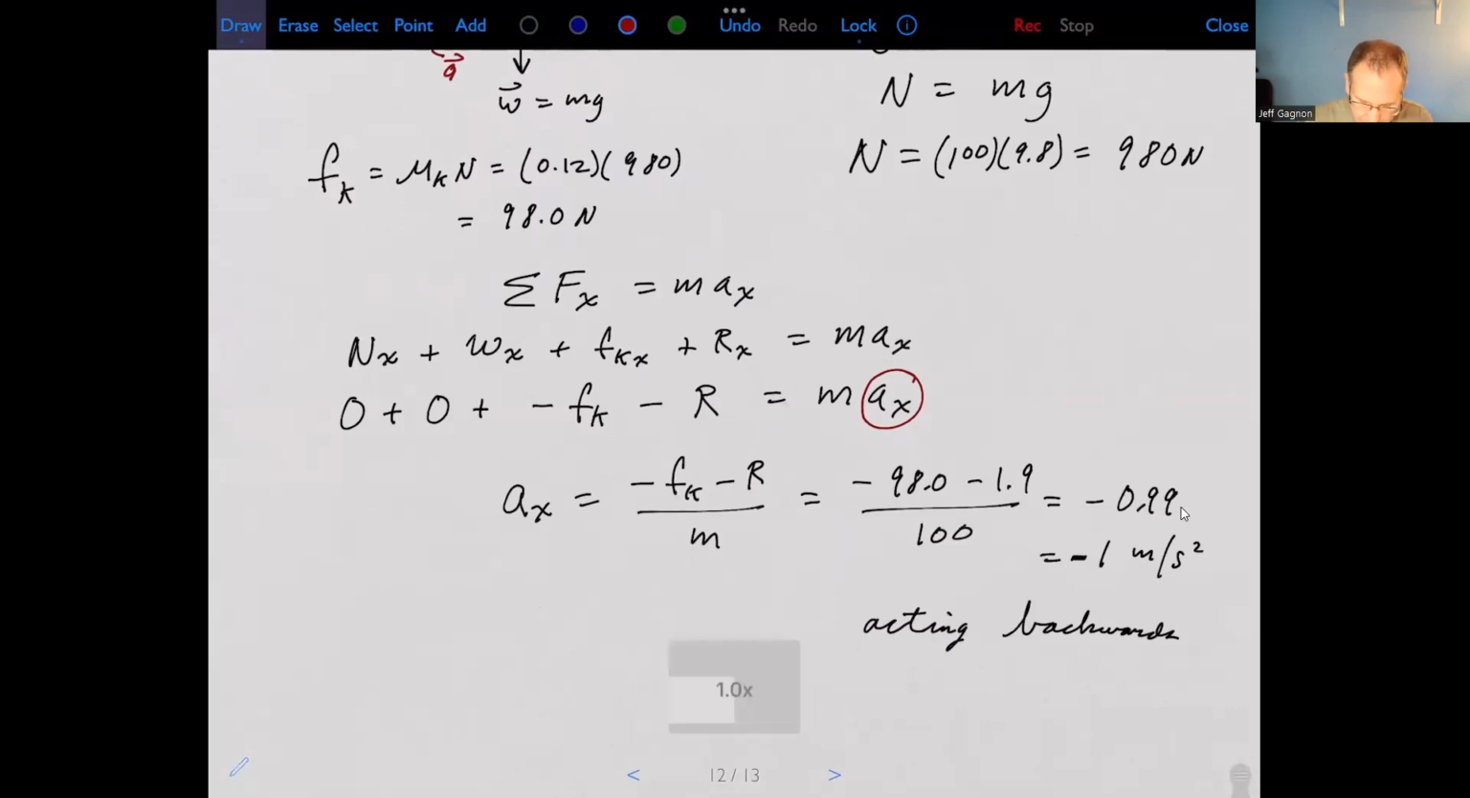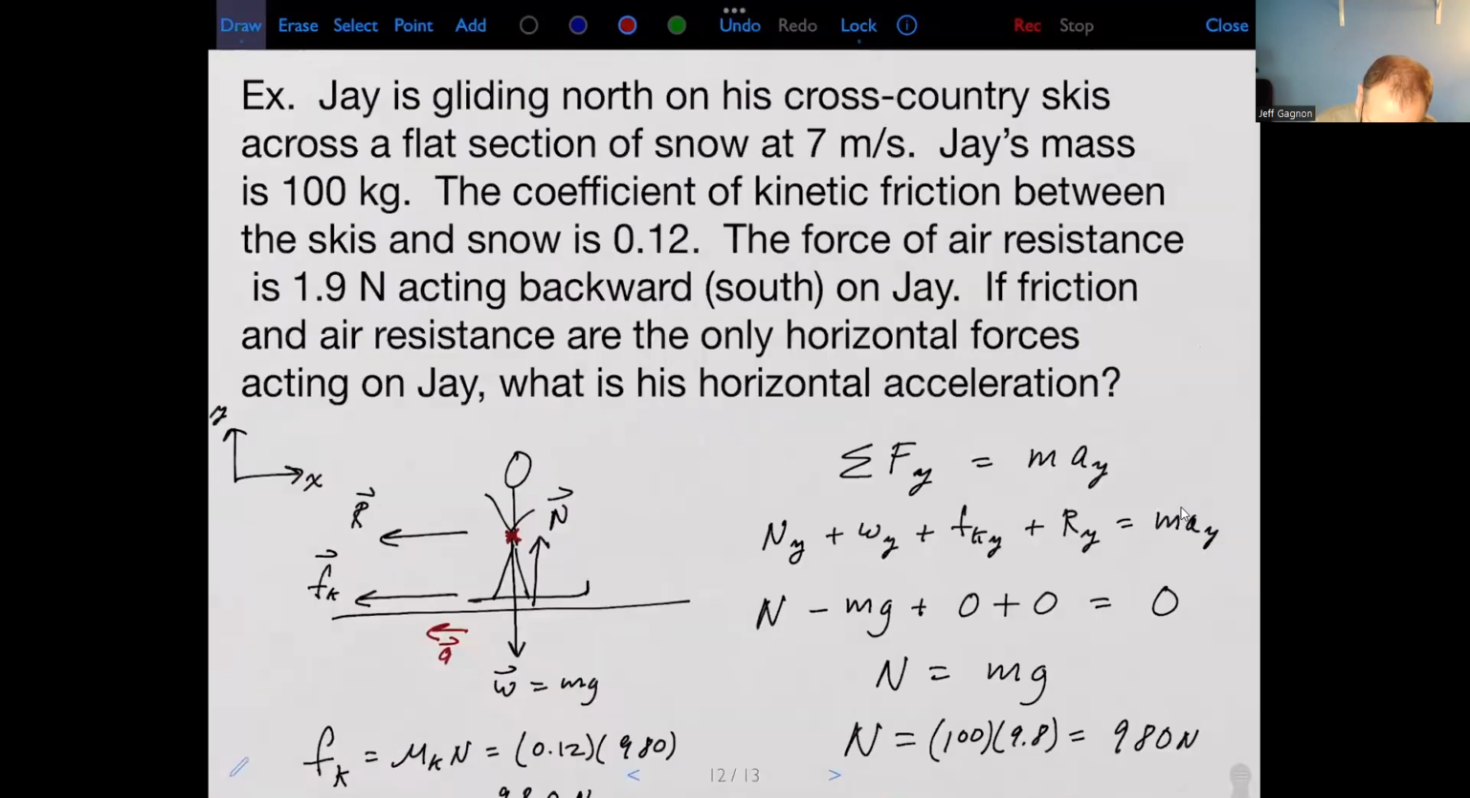Now, notice here that we didn't even have to use all the information. They said initially J is moving at 7 meters per second. That's great, but we didn't need to know that. What else did they give us here? Oh, I guess we needed everything else. That's the only thing we didn't need. So sometimes you're given information that you don't actually need. You just have to be careful with that. Sometimes you're given extra information. All right, one more example.